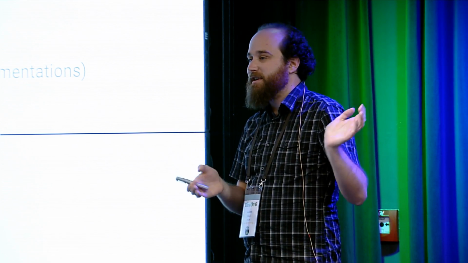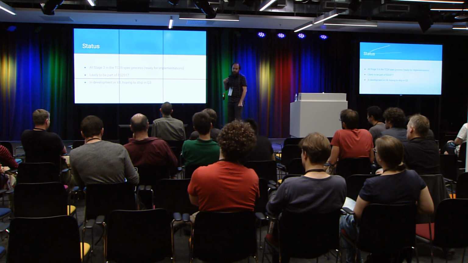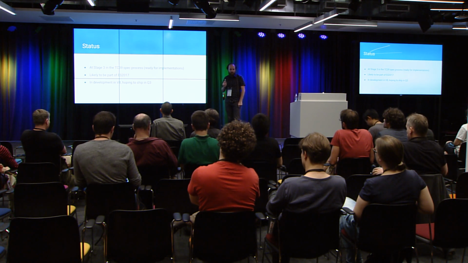So again, even though this isn't going to be in the spec until 2017, the staging process allows implementations to bet on the future of the web without having to worry too much about whether this will actually make it. That was a problem in the ES6 days when it was one giant spec that was not done until the whole thing was done. So yeah, it's in development in V8. It should be behind the experimental JavaScript flag in a couple of weeks, so you should try that out. And then we're hoping to ship sometime in Q3.